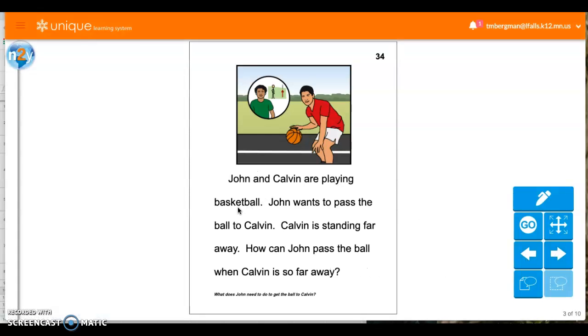John and Calvin are playing basketball. John wants to pass the ball to Calvin. Calvin is standing far away. How can John pass the ball when Calvin is so far away? So what does John need to do to get the ball to Calvin? What does he need to do? Needs to pass the ball, okay. He needs to use what? Gravity is when the ball comes down, right? So how can we make it go farther away? Yeah, we can use force, right? So the more force that you use, then the farther away the ball is going to go.